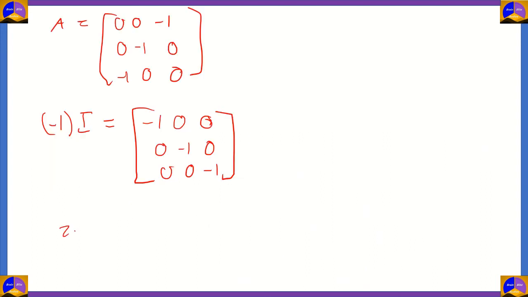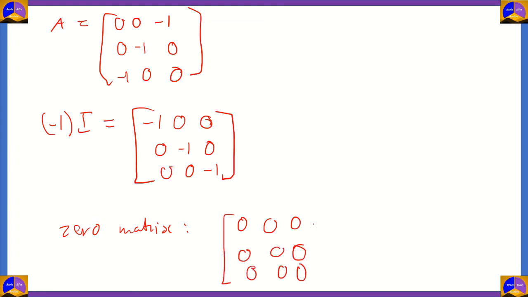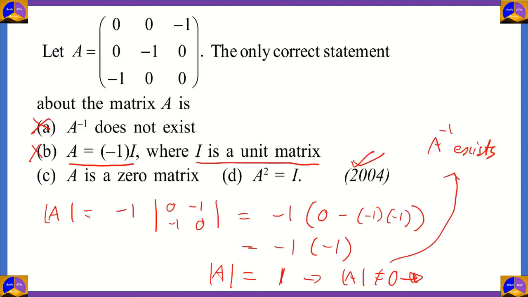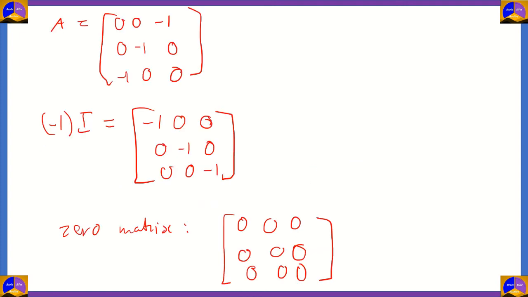Now, a zero matrix is basically a matrix with its values as 0. So you have all of the elements inside a zero matrix equal to 0. If you look at A and a zero matrix, they are completely different once again. So option C, A is a zero matrix, is also incorrect. The right answer for our question will be A square equals I.